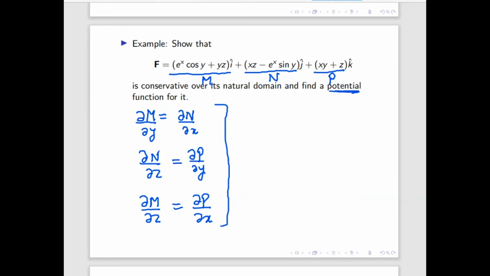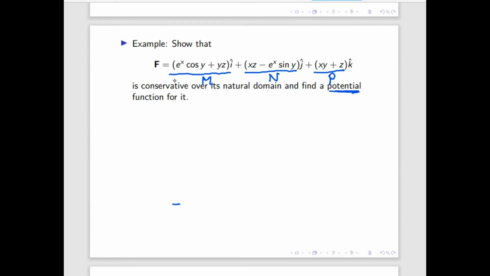If it is not given, first you have to check that it is conservative or not. That means these three conditions will be satisfied or not. If it is satisfied, then only you can find a potential function, that means phi. So for this problem, I will find the value of phi. This one I am leaving, you can check yourself if it is conservative or not.